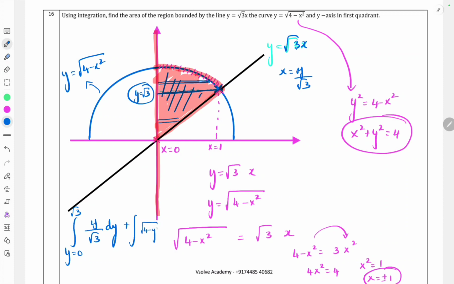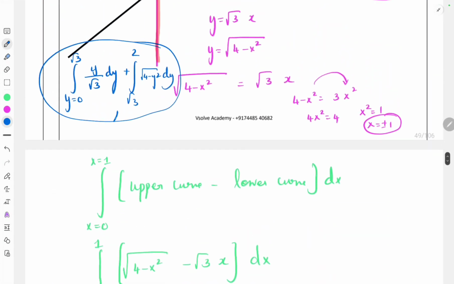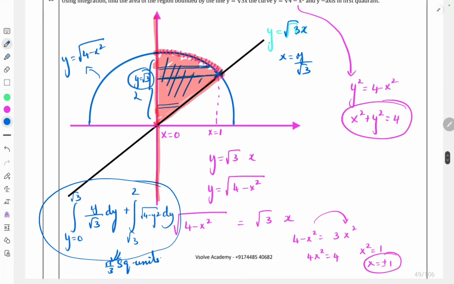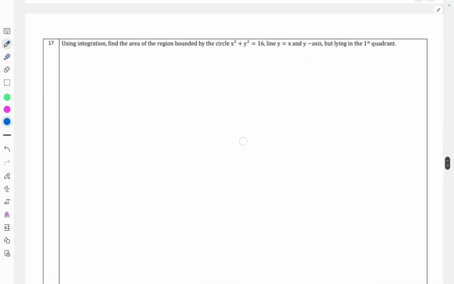So root of 4 minus y square, and radius is what? 2 here, and I have to go from root 3 to 2 dy. So whatever answer we get after calculating, it will be equal to pi by 3, because the same answer will be there. This you can check, pi by 3 square units. So either we can take the strip along the x-axis, or we can take it along the y-axis also. For both, the answer will be the same.